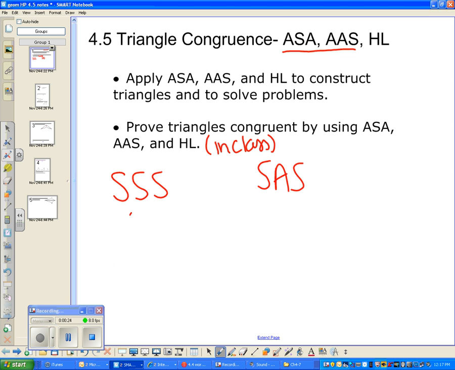And SSS, remember, is where we know that 3 different sets of corresponding sides are congruent. And for SAS, we know about 2 sets of sides, and we know that the included angle is congruent. So if we know something like this or something like this in both triangles, then those triangles will be congruent to each other. Okay.